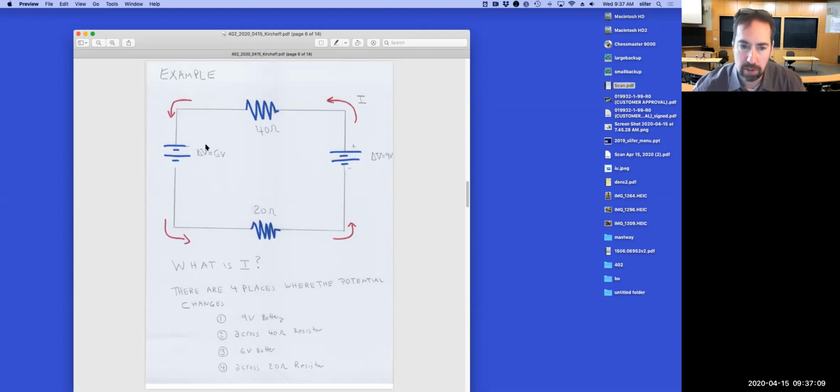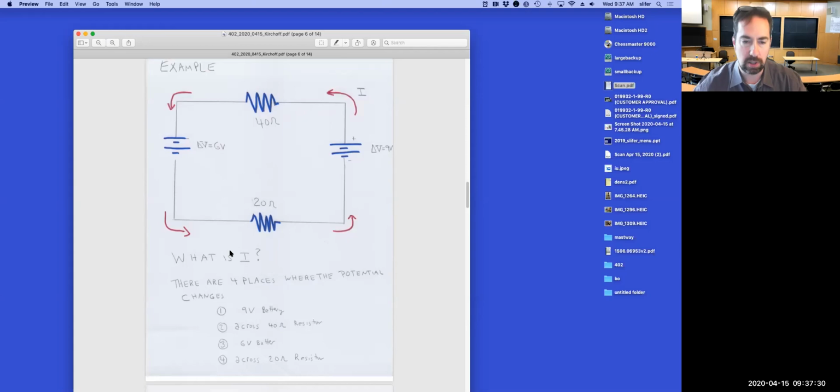This is a 9-volt battery. This is a 6-volt battery. In between them, I've connected a 40 ohm resistor and a 20 ohm resistor. The 20 ohm resistor is between the negative terminals. The 40 ohm resistor is between the positive terminals. And what is going to happen here? What is I? This is the question. I'm given these two potential changes and this 40 ohm and 20 ohm resistance. What is the current? Now, I made a guess that the current would go in this direction. I think this is an intuitive guess because, hey, this voltage is higher than that voltage.